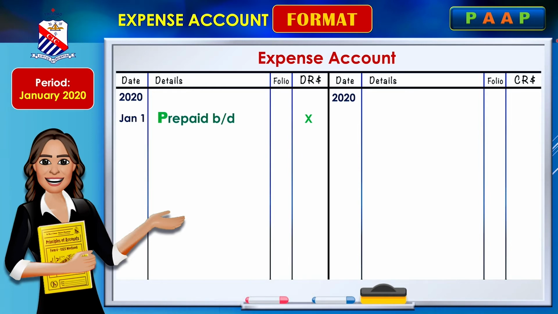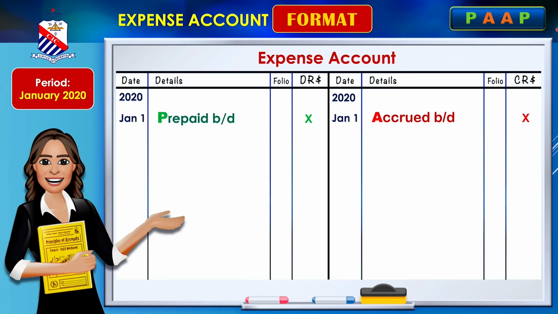Okay, so next one in our PAAP would be the accrued brought down. Beginning date, January 1st, accrued brought down, and you would just put in the figure, whatever the figure is for January 1st, because we're doing the month of January, right?